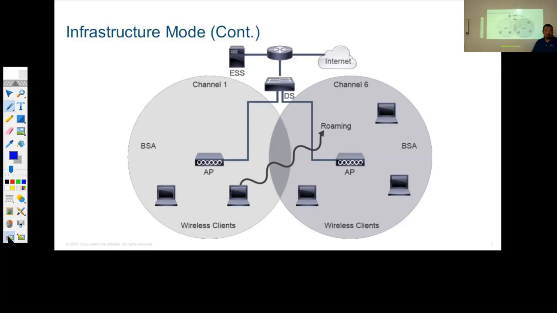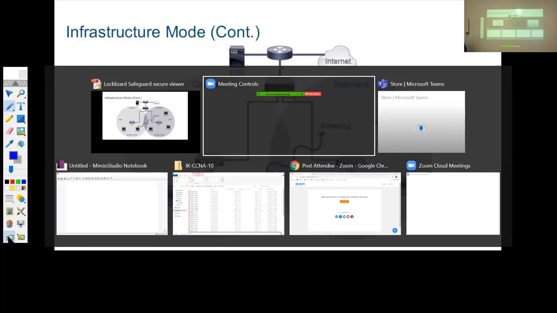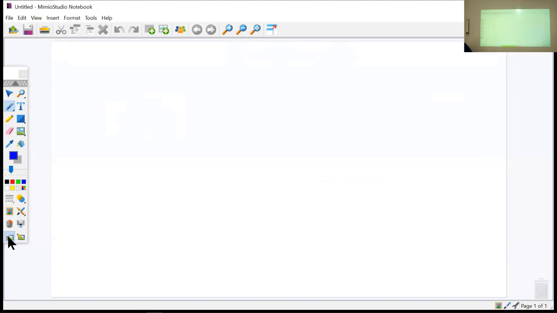So they utilize different channels. In the United States, there are three non-overlapping channels: channel number one, channel number six, and channel number 11. Okay? And the idea in this case is that what we're looking for is to make sure that nobody that's touching another access device has the exact same frequency, okay?